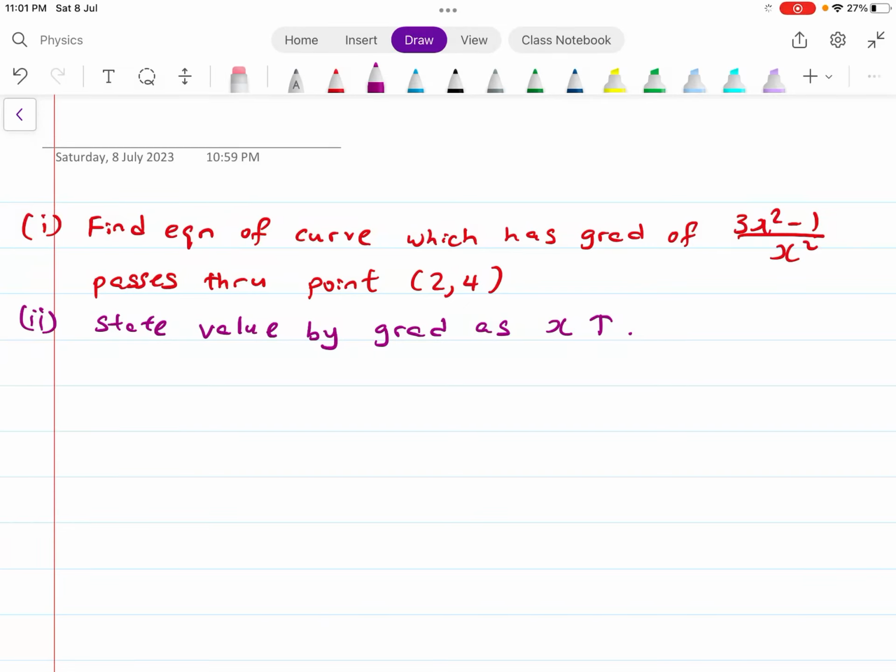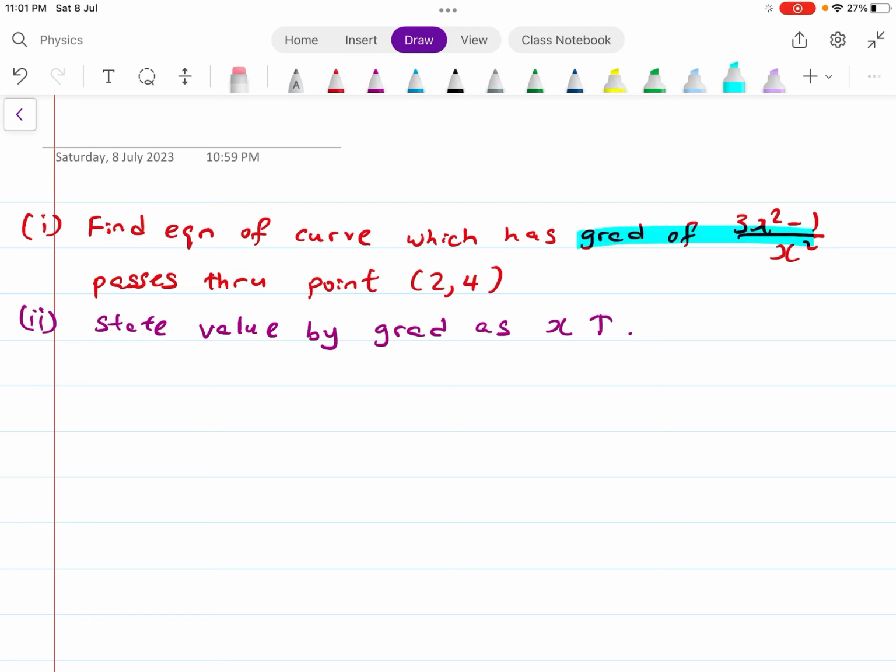Alright, so let's go through this integration question. Find the equation of a curve which has a gradient of 3x squared minus 1 over x squared, and it passes through the point (2, 4). First thing we must recognize is that this is an integration question. Because why? Because first we have the gradient is equal to this.